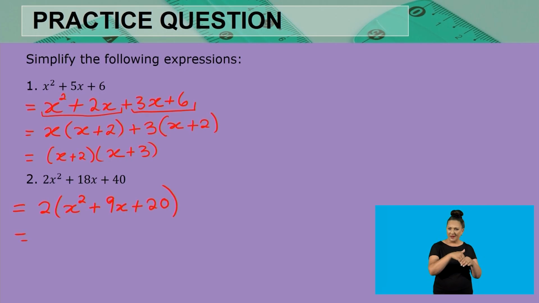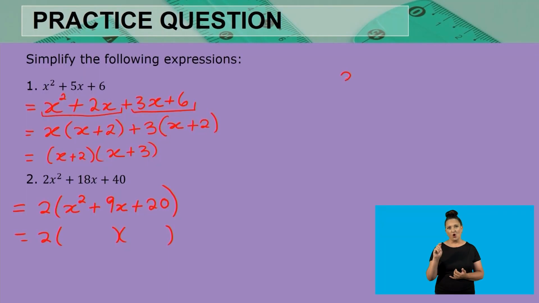Now we look in the brackets and we can see that that is a trinomial. Remember, a trinomial, two brackets. Now I'm going to use that other method of trial and improvement, and that's how we're going to get those factors. I'm going to think about the factors of 20, and this is a positive 20. That means we can have 1 multiplied by 20 or negative 1 multiplied by negative 20.